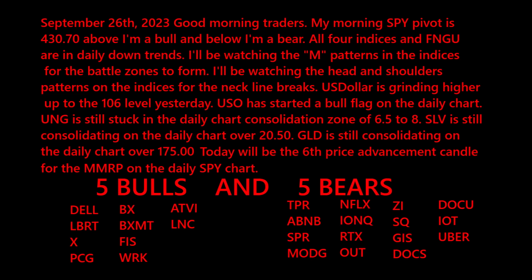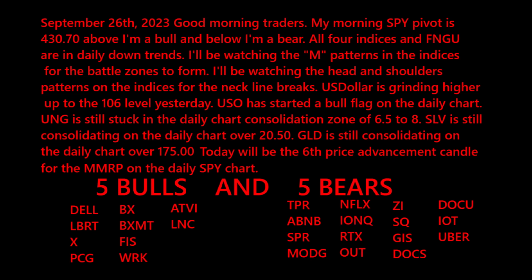My SPY pivot this morning is 430.70. Above, I'm a bull. Below, I'm a bear. All four indices and the FNGU are in daily downtrends. I'll be watching the M patterns and the head and shoulders patterns. I'll be watching the M patterns for those battle zones to start to form, and then I'll be watching the head and shoulders patterns on the indices for those neckline breaks.